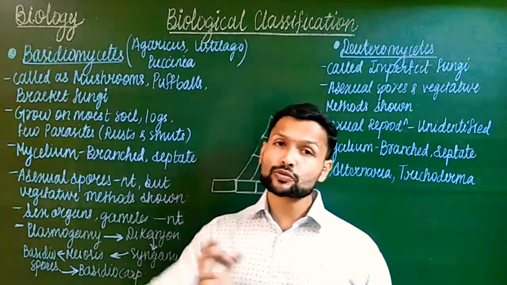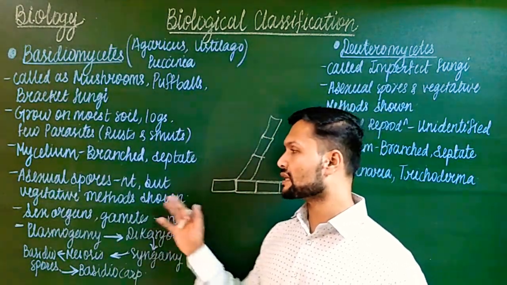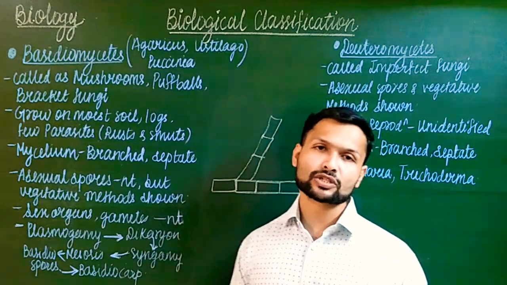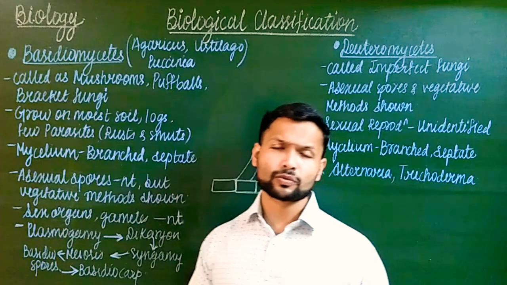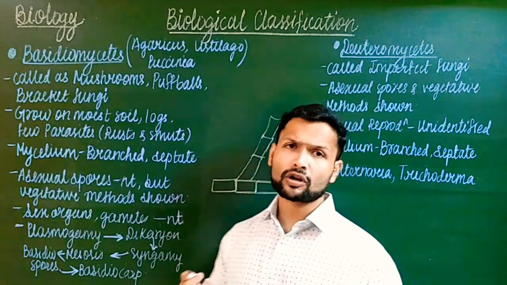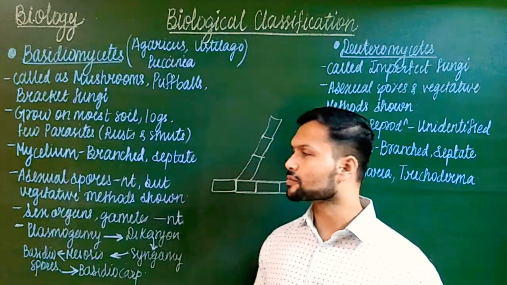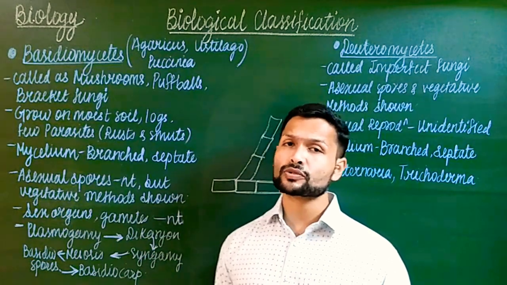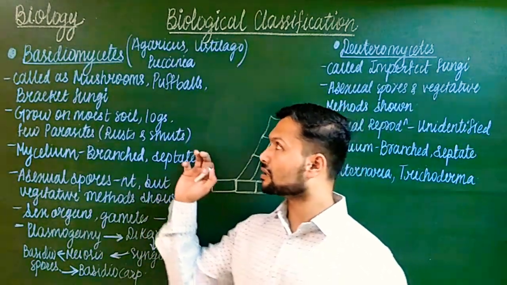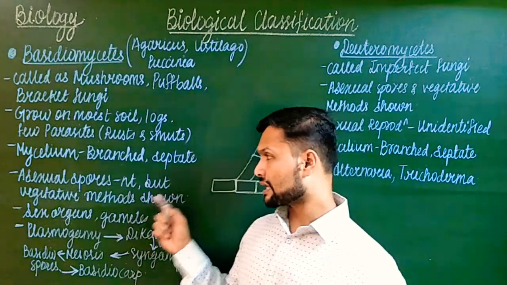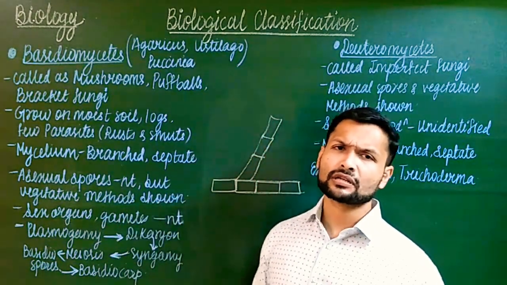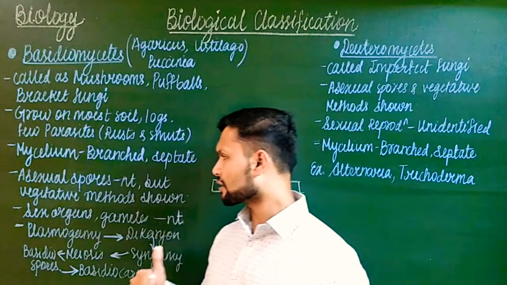Now, asexual spores are absent here, but vegetative methods of asexual reproduction are present. So there are neither conidiospores nor sporangiospores, nor zoospores or aplanospores. Basidiomycetes don't produce any asexual spores, but they have vegetative methods, fragmentation and budding, which we see in them.